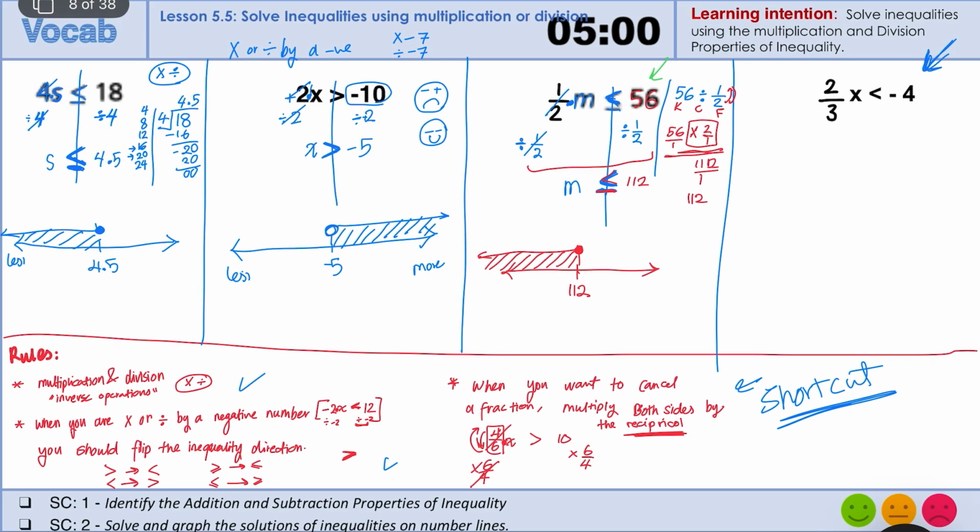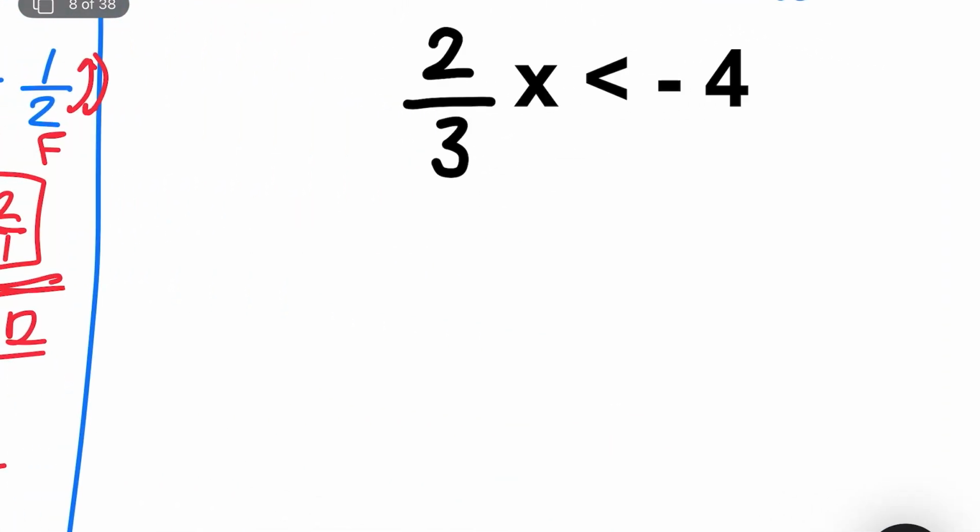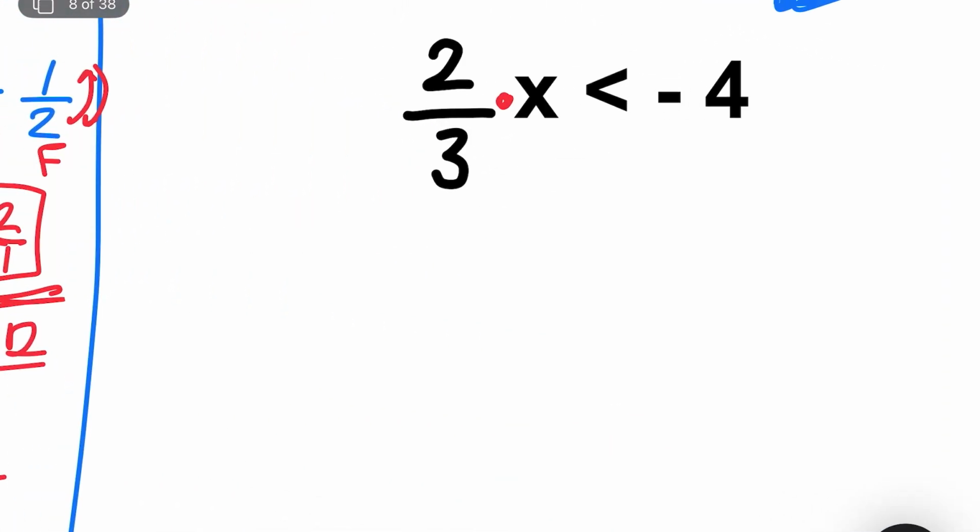Let's do it here. Again, I have a fraction next to my variable. Stuck to it. Okay? It's not added, it's not subtracted. I will use the shortcut here. Instead of dividing, it's multiplied with it. Instead of dividing by the fraction on both sides, then use KCF because there's a division. Done, multiply both sides by the reciprocal. Multiply by what? The 3 over 2. Multiply by 3 over 2.